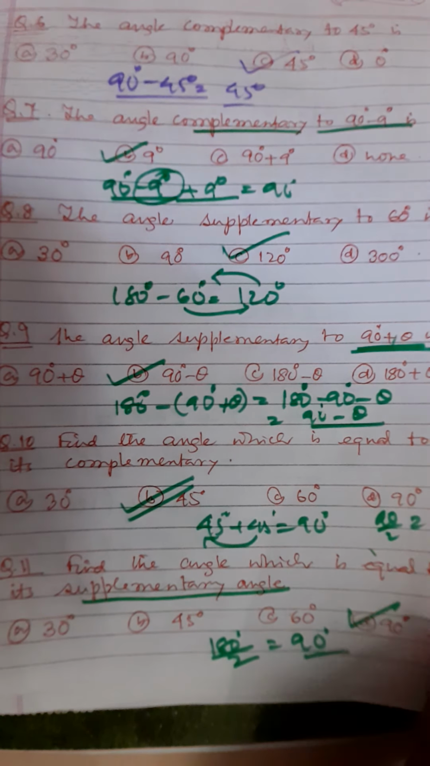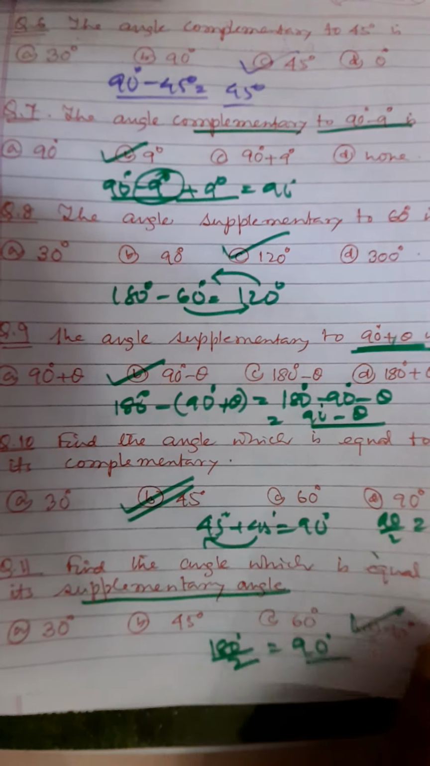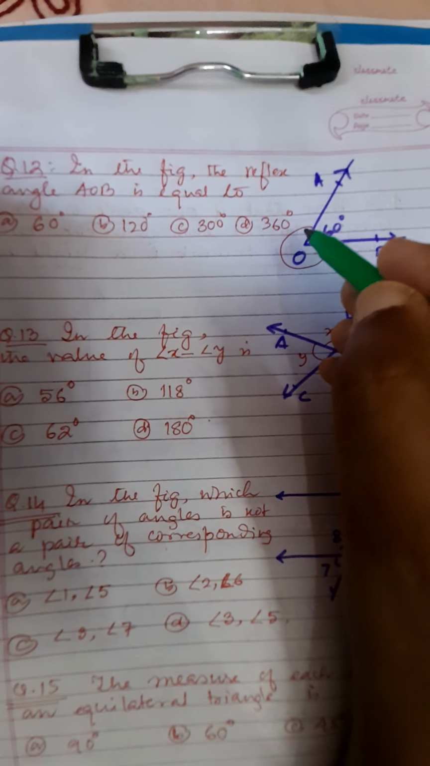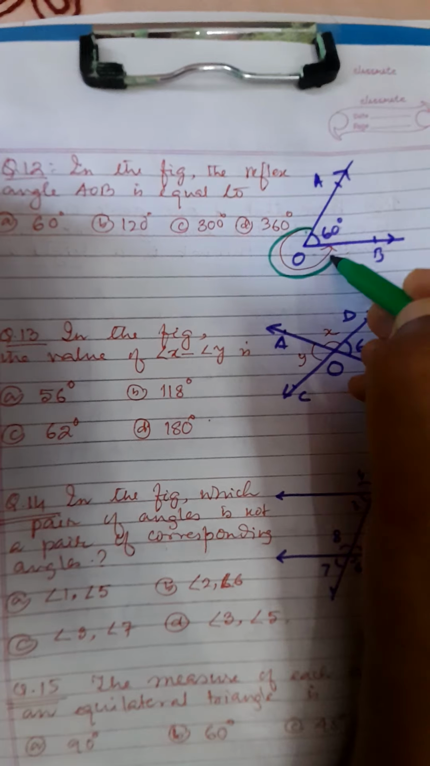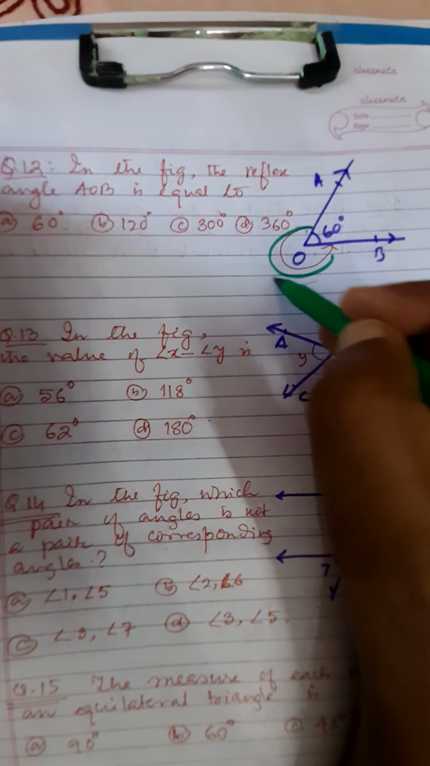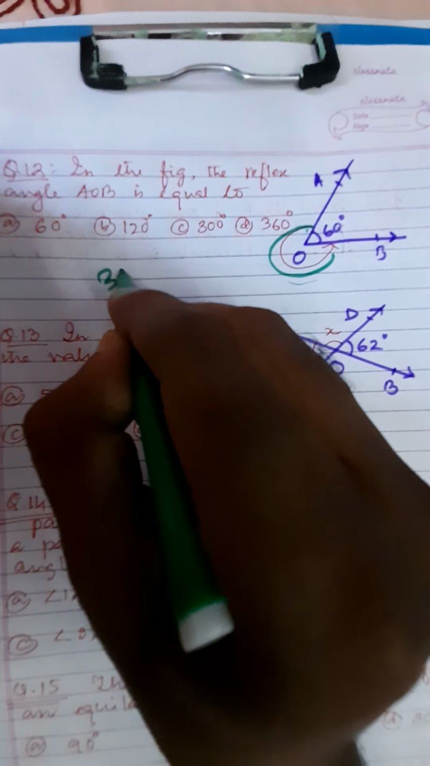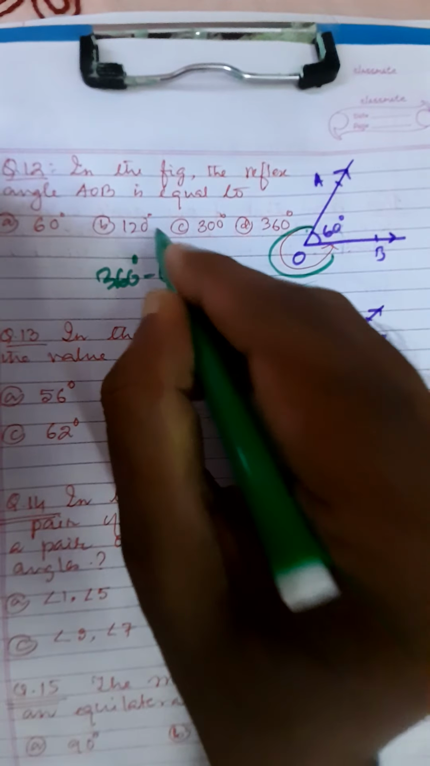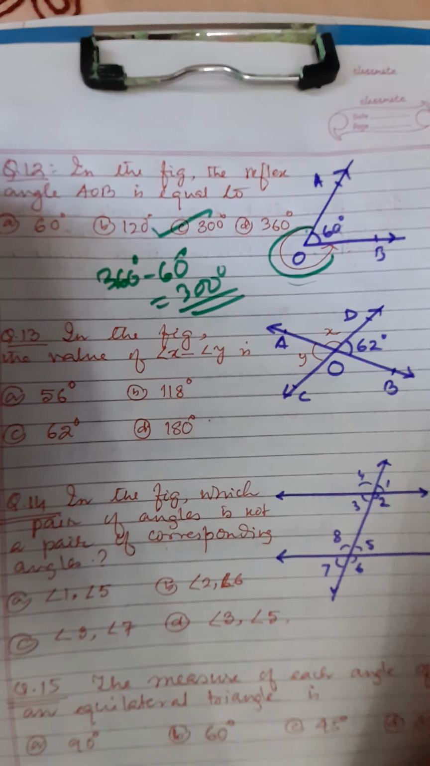Okay. See the next question. In the figure, the reflex angle AOB. Which is the reflex angle? This is the reflex angle, this we need to find out. This is 60 degrees, and the complete angle is how much? 360 degrees. So 360 minus 60 is nothing but what? 300. So the reflex angle is 300 degrees.